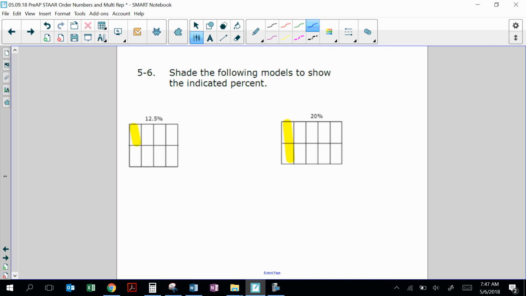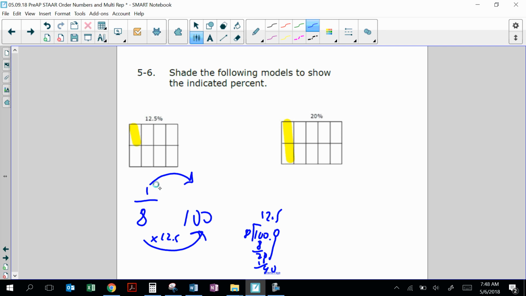Shade the following to show the indicated percent. 1 out of 8. How do you build it to 100%? This is where some kids get it wrong. So to build it to 100%, you can divide 100 divided by 8. Can 8 go into 100? One time. Can 8 go into 20? Two times. How do you get rid of this remainder? Annex a 0. That's where you get times 12.5. So the scale factor is times 12.5, or 12.5 hundredths, or 12.5%. Or another way to do it is, how do you turn an 8 to a 1? Divide by 8, divide by 8. That's where I got that one from.